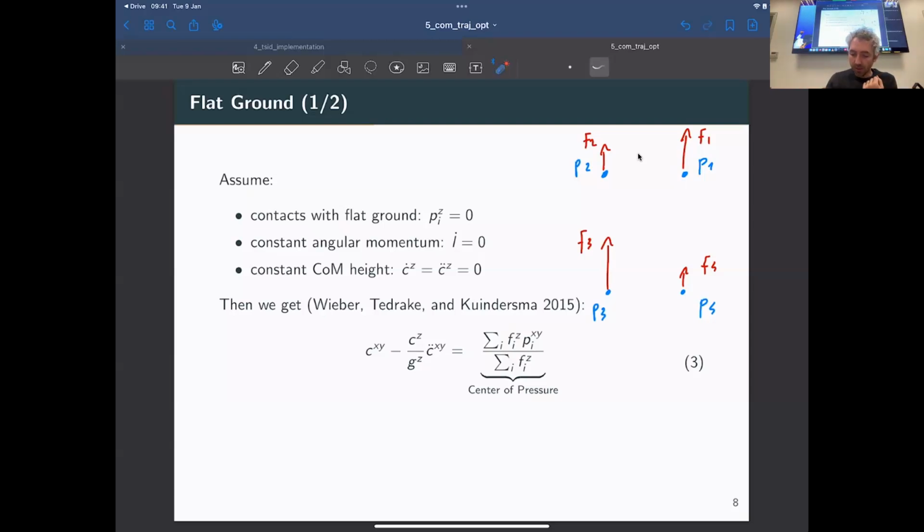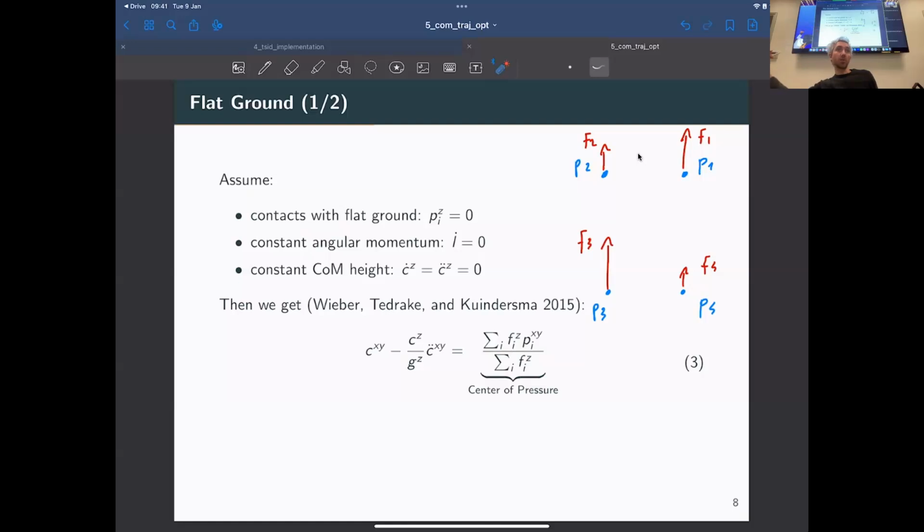So, of course, this quantity here is going to be inside the convex hull of the contact points, because if I'm computing an average with only positive coefficients, and these coefficients are then normalized by the sum of the coefficients, they're going to be between 0 and 1, because we're taking one particular contact force divided by the sum of all the contact forces.